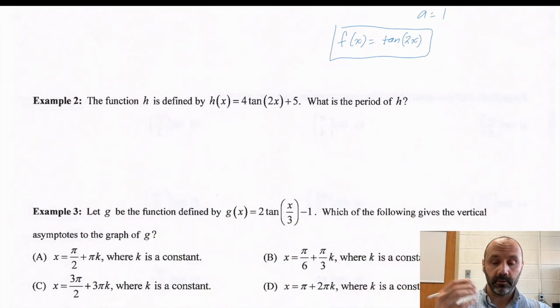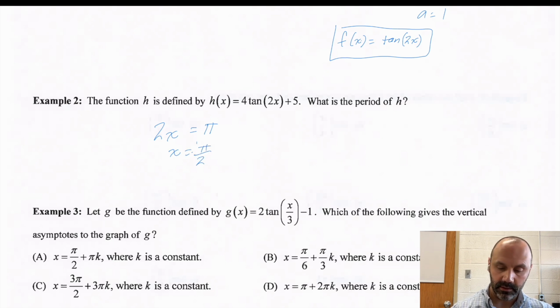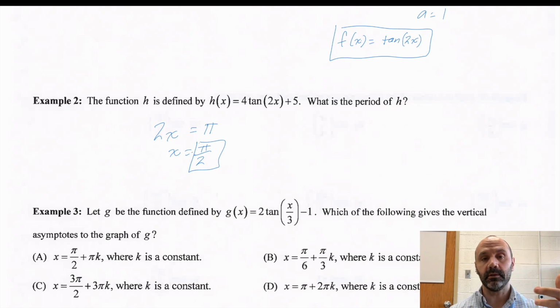Example 2. Okay, so I know that the period should normally be pi, right? And so I know that 2x, when is 2x going to equal pi? Well, it's going to be when x equals pi over 2. Okay, and so the period is pi over 2 because I know that value will give me the value I would normally have after just pi. So I'm using the standard tangent graph as my measure.